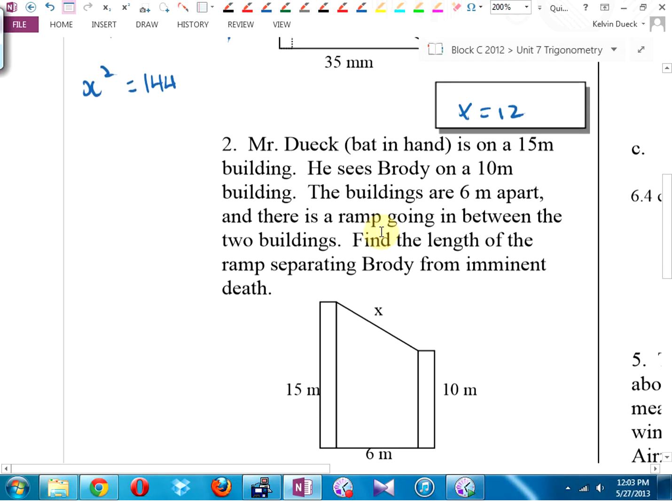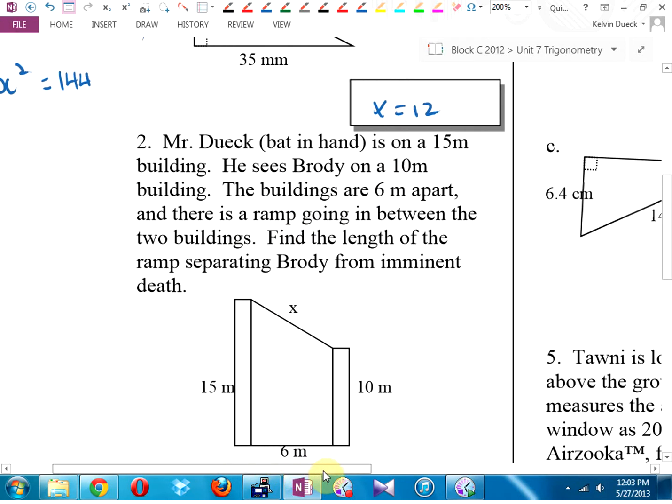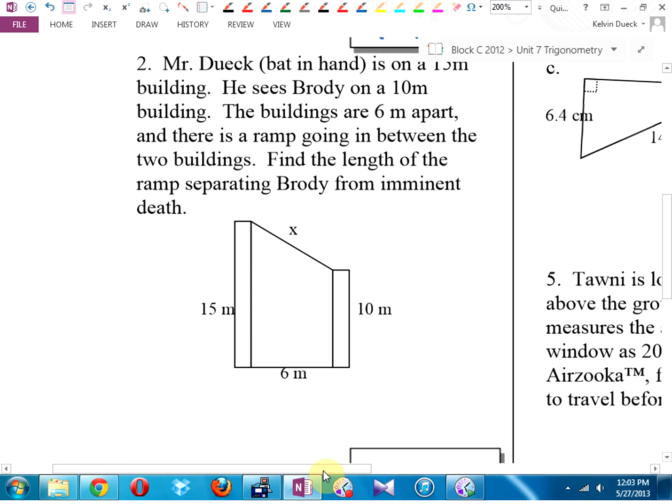Mr. Dueck, bat in hand, is on a 15-meter building. He sees Brody on a 10-meter building, the buildings are 6 meters apart. Find X. Well, I'm going to have to add a triangle, and I think the triangle that I'm going to add is that one. And then I have to make some reasoned calculations.